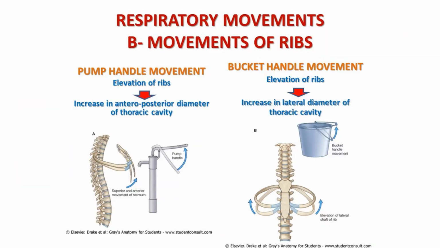If your external intercostal muscles contract, you know what that will do based upon previous lectures. It will cause the ribs to move up and out, like lifting the handle on a bucket. When the external intercostal muscles contract, the ribs move up and out.